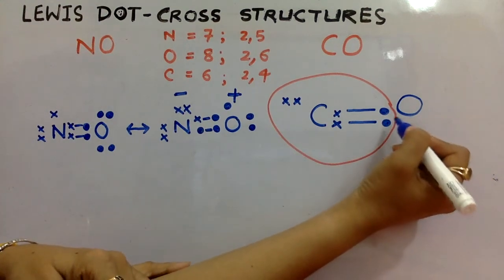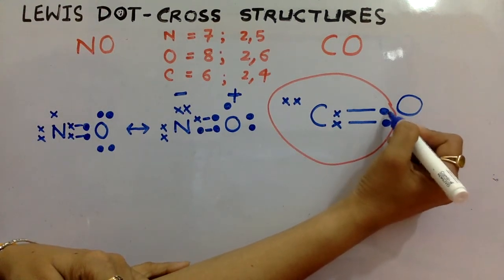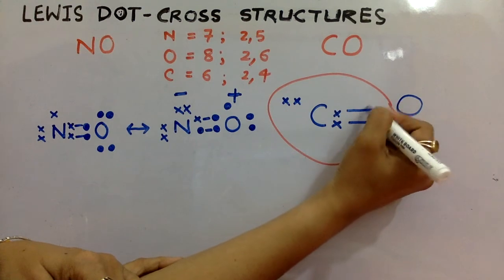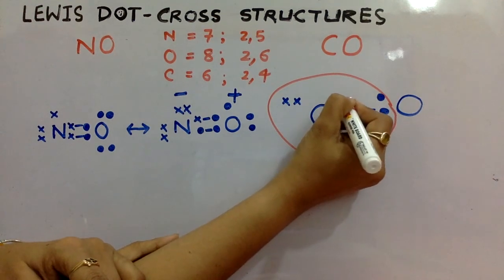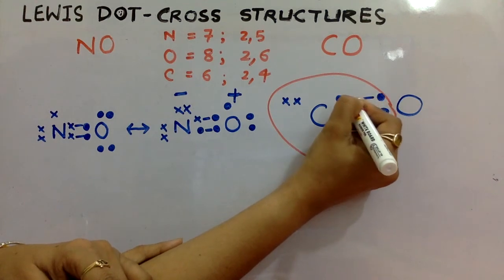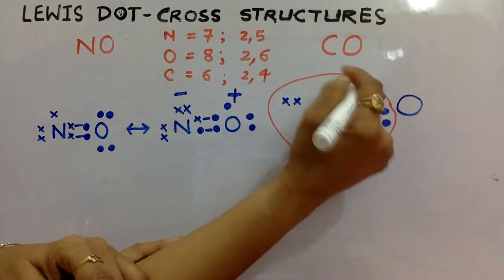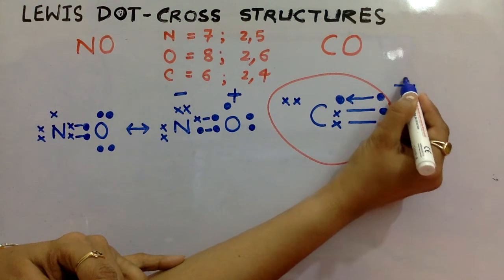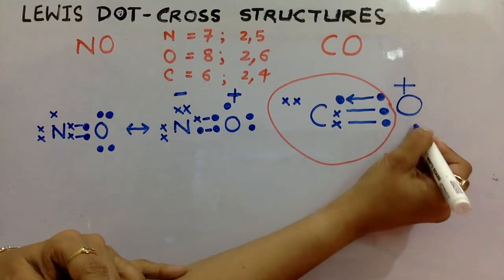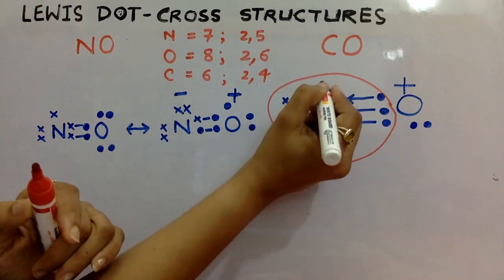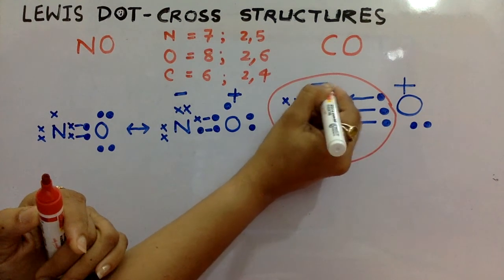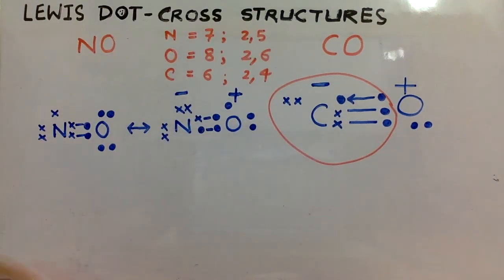Now, out of 6, 2 of oxygen are used, but carbon needs 2 more. So oxygen will contribute its 2 electrons in the center, which will be shared between carbon and oxygen both. Since the lone pair is given from here, plus sign. 2 electrons are left, and since carbon is an acceptor and has a lone pair, the minus sign there. This is the structure of carbon monoxide.